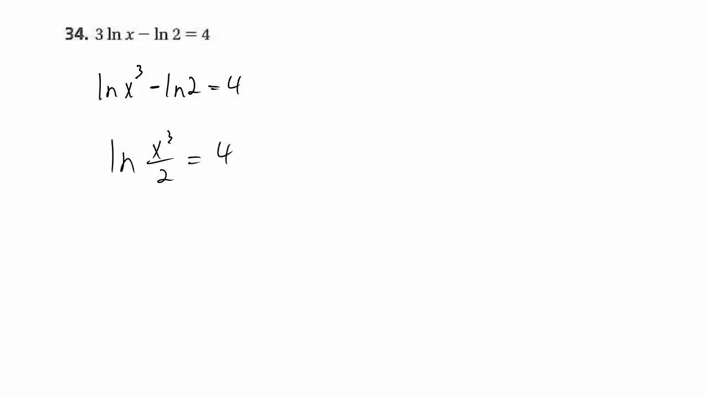Now we can do the inverse function of natural log, which is e to that thing. These cancel out. You get x cubed over 2 equals e to the 4th. We're going to multiply by 2 on both sides, cancel out the 2. So you get 2 times e to the 4th. And then we cube root that result. So we get x is equal to the cube root of 2 times e to the 4th power.